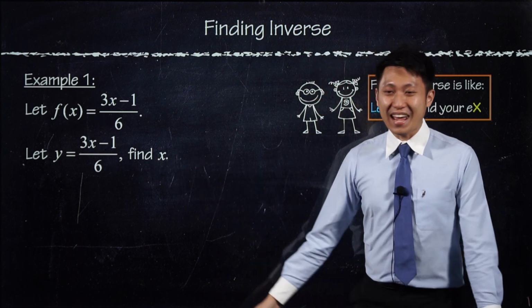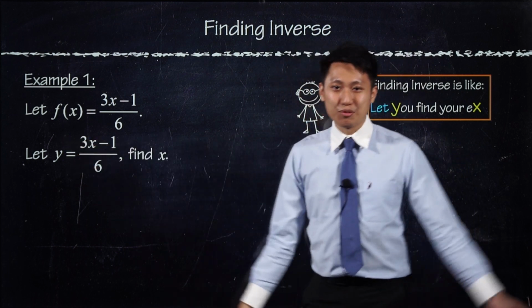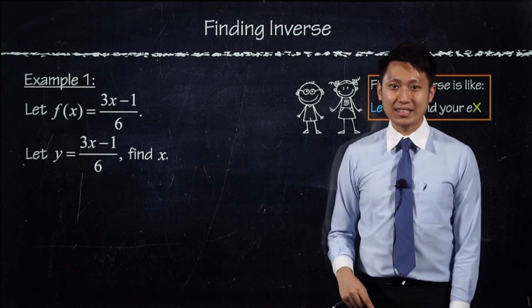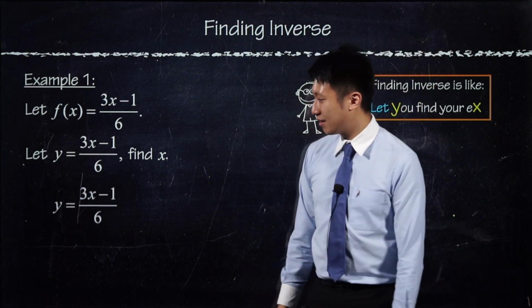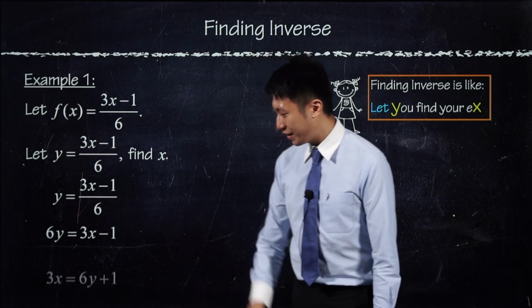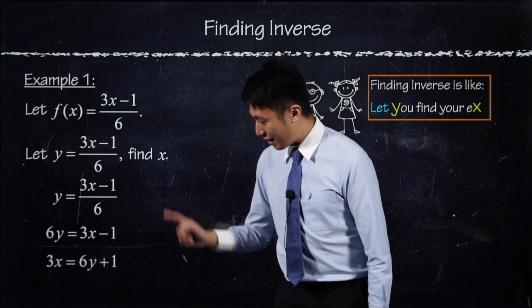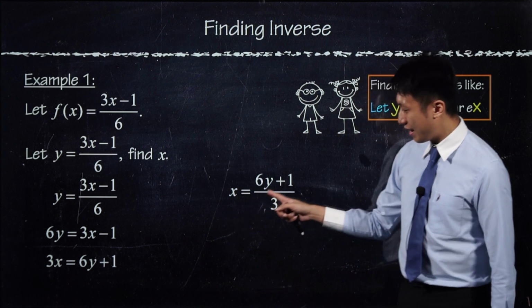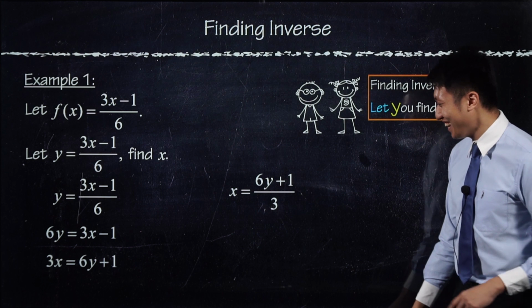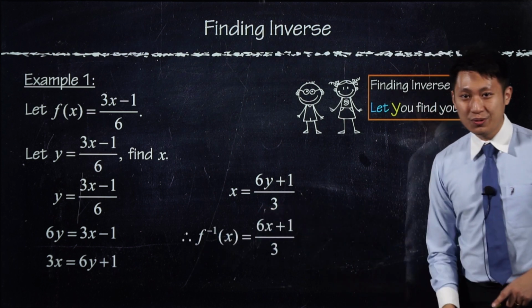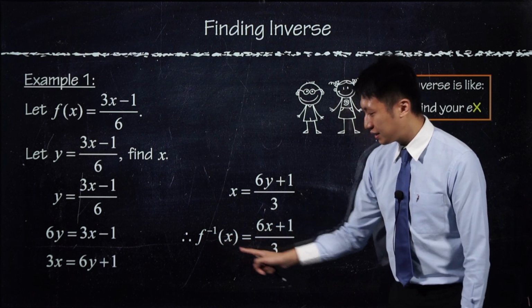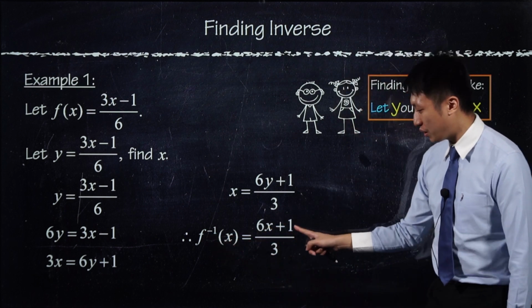Find x means I need to move things around to get x on one side. Now y is on one side, so I need to move it over, then move it over, then divide by 3. Then I found my x. If you found this, you just write f inverse of x is equal to (6x plus 1) divided by 3.